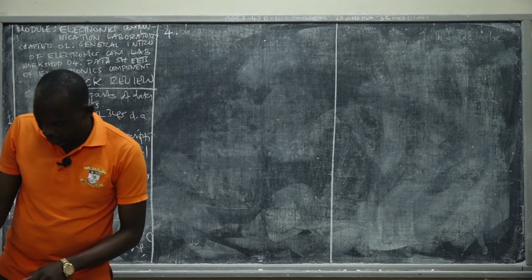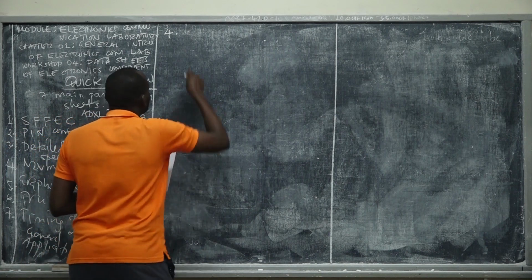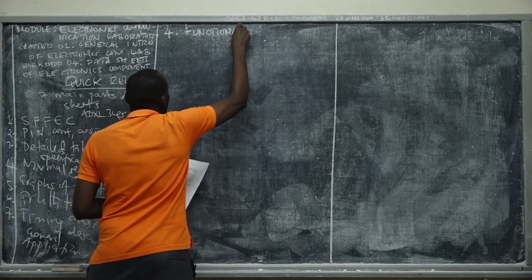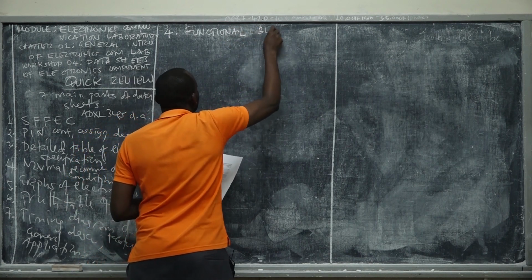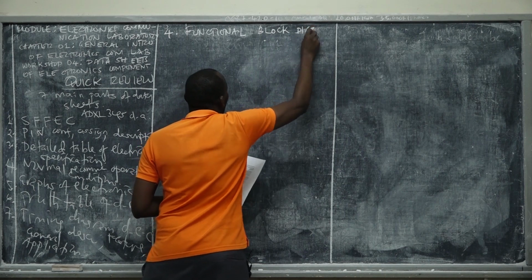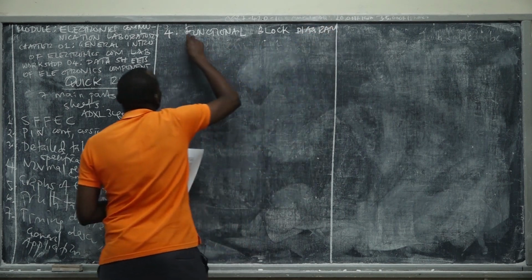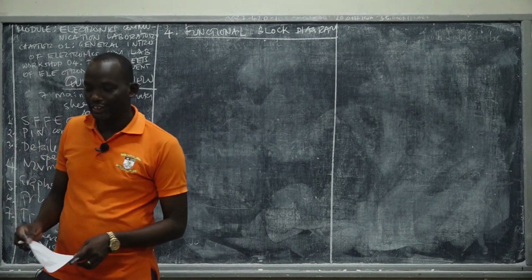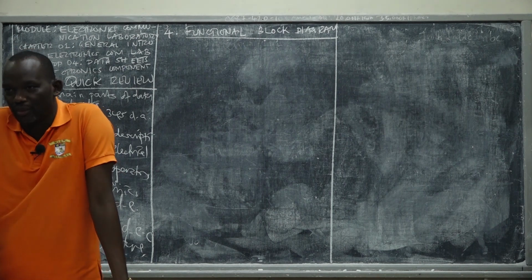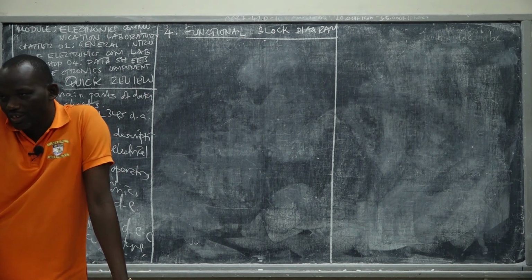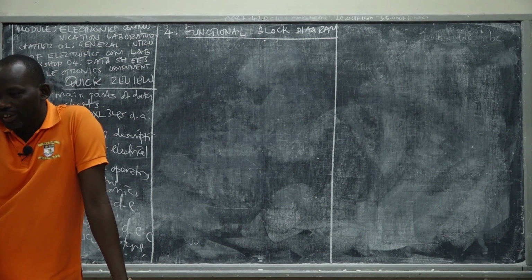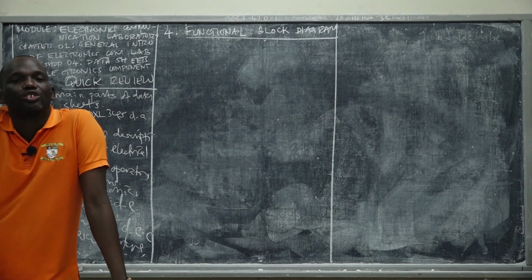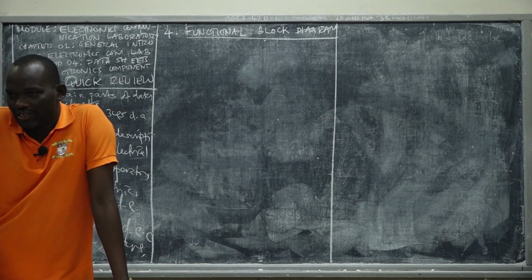Functional block diagram. Earlier I talked about the general block diagram and the detailed block diagram. Today we have a third terminology, the functional block diagram. So ask your neighbor: what is it? What is the difference between it and the general block diagram, or between the functional block diagram and the detailed block diagram?